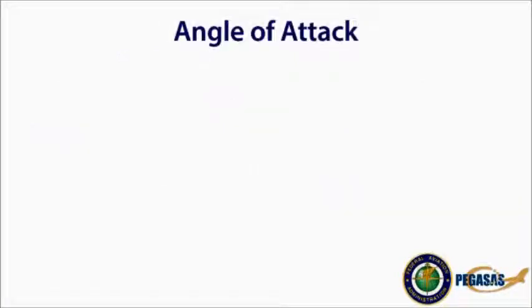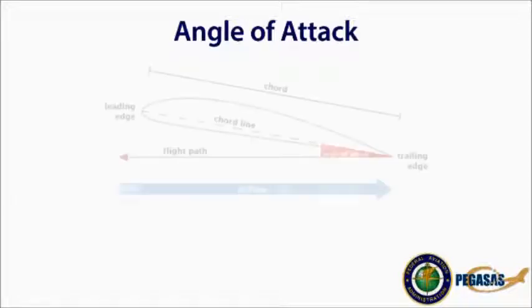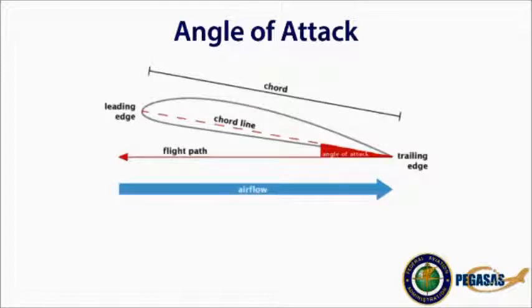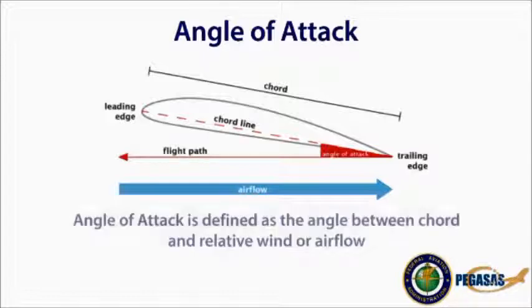To better understand these devices and how they can be used, let's look at what angle of attack is. Angle of attack is defined by two references. One is the chord line, which is an imaginary line drawn from the leading edge to the trailing edge of an airfoil. The other reference is the relative wind, shown in this picture by the arrow marked airflow. Relative wind is equal and opposite to the flight path of the aircraft. The angle of attack is the angle between the chord line and the relative wind.